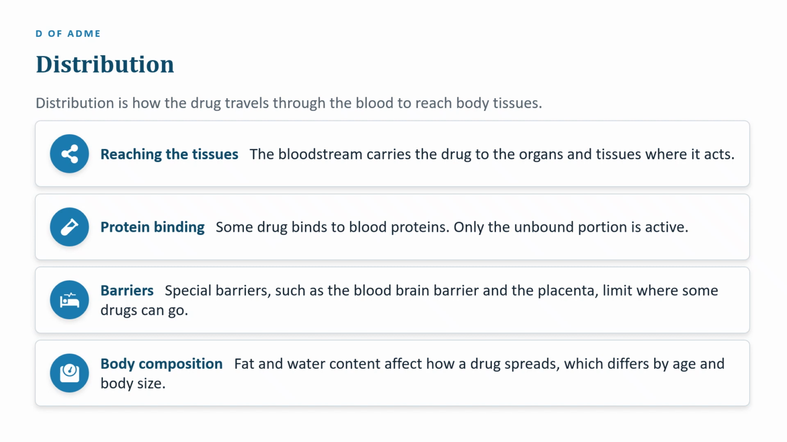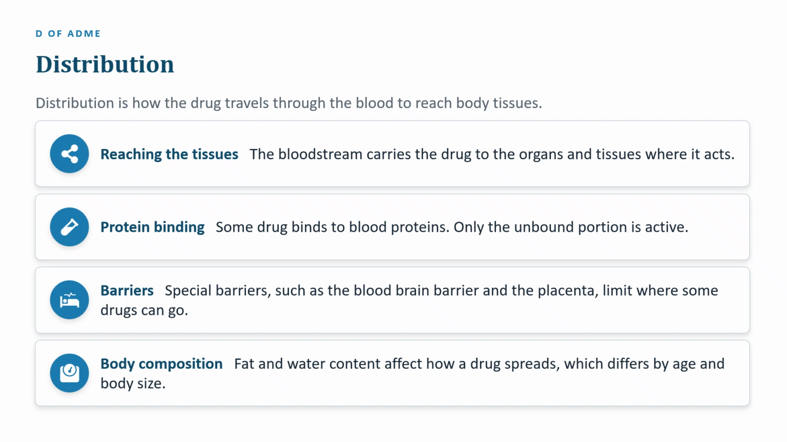Third is barriers. The body has special protective barriers, most famously the blood-brain barrier that shields the brain and the placenta that surrounds a developing pregnancy. Some drugs can cross these barriers and some cannot, which matters a great deal in pregnancy and with medications meant to act on the brain.